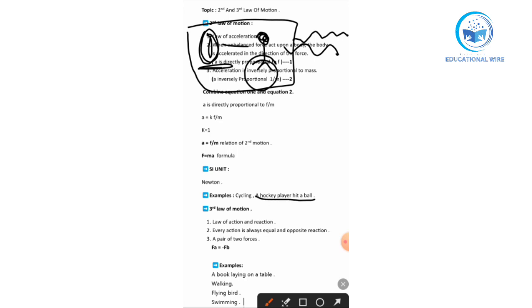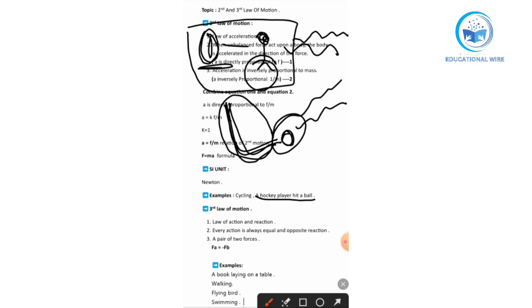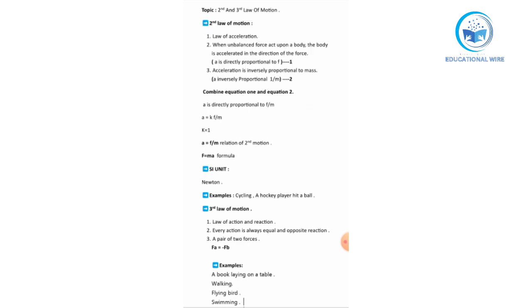Talking about a hockey player hitting a ball, like this is a hockey stick, this is a ball. When he hits the ball with the hockey stick, he puts in force and the ball is accelerated by that much force. However much force he produces, that much action is taken to accelerate the body. Okay, hope you understand the second law of motion.